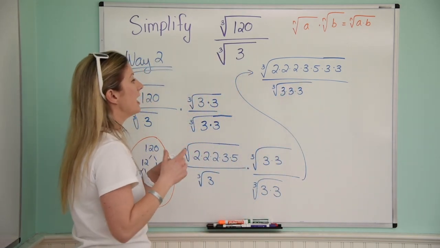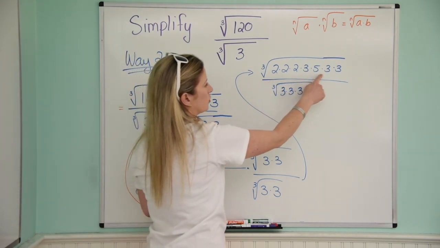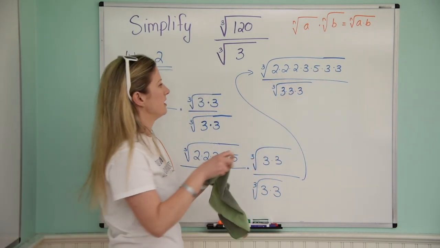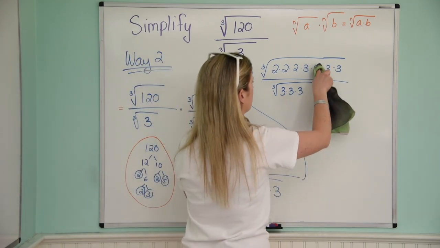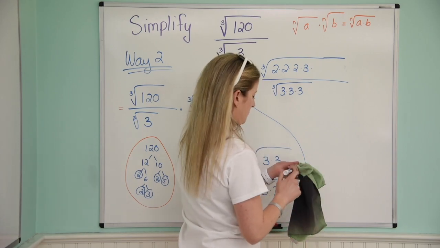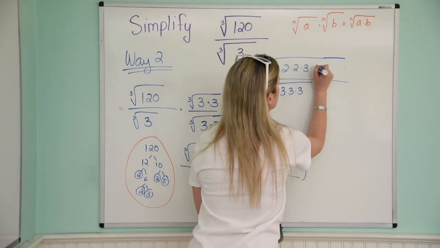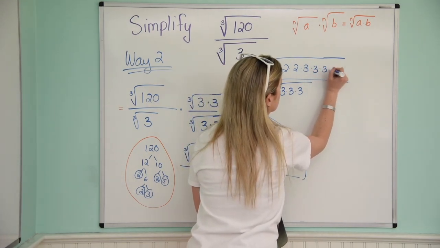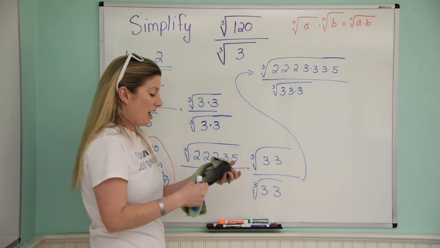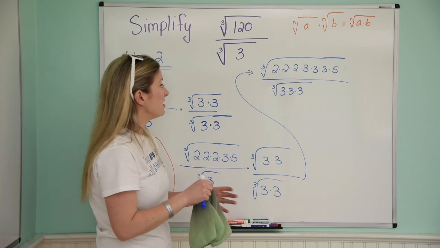Okay, perfect. Now, I'm just going to reorder this so I have 5 times 3 times 3. So instead, I'm just going to write it as 3 times 3 times 5, just so that the numbers are next to each other. But everything is still the same. 3 times 3 times 5. So I just reordered that, okay? Now I am going to just simplify these radicals.